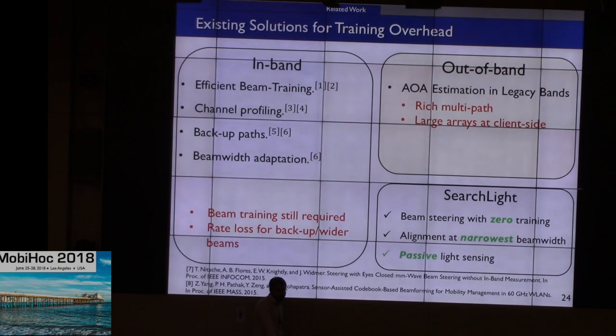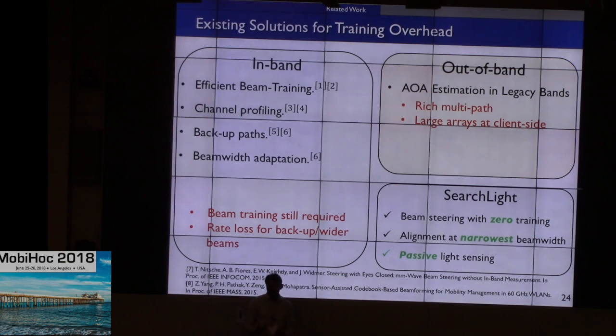And finally, there is only one work in out-of-band scaling, which is actually from our group as well, back in Infocom 2015, in which the idea is to estimate the angle of arrival in the legacy band using large arrays of antennas and then steer the beams along the line-of-sight path. However, there are two key challenges. The first one is that we have rich multipath in the lower band, and the propagation is very different from the 60 GHz band. Moreover, it is harder to have large antenna arrays at the client devices.